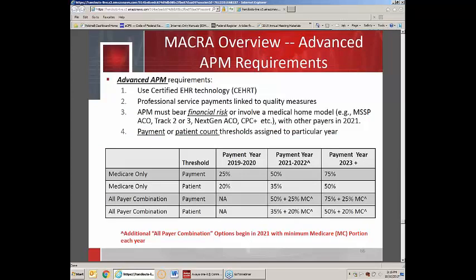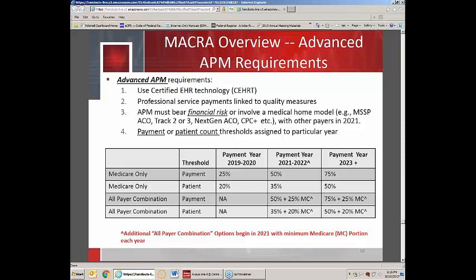You have to have your professional service payments linked to quality measures. The APM itself has to bear the financial risk or involve a medical home model. So we've talked about some of these, the MSSP, or the Medicare Shared Savings ACO. There are various tracks of that ACO model, some of the more advanced tracks where they're actually taking on risk.